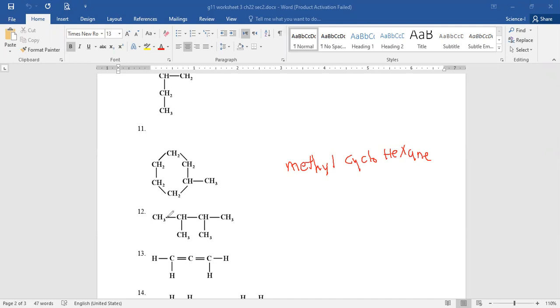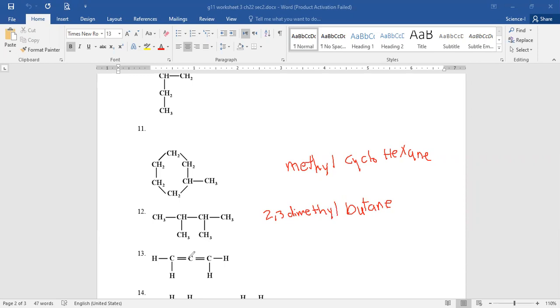As the chain is 4 carbons, it's but-, and as they have one single bond between them, we are going to use the suffix -ane, so it's butane. And here we have 2 branching groups in carbon number 2 and 3. They are methyl groups, so we are going to say 2,3-dimethylbutane.